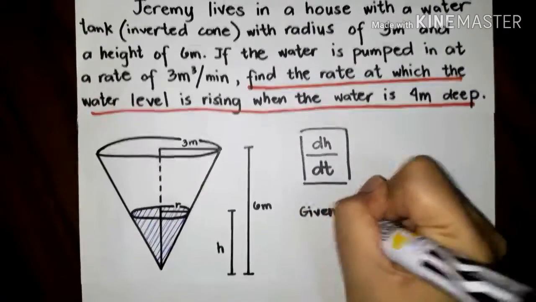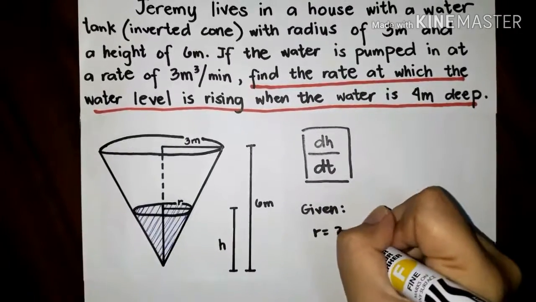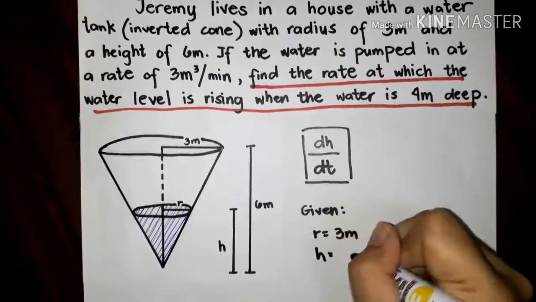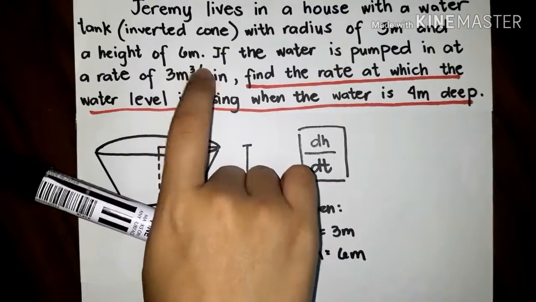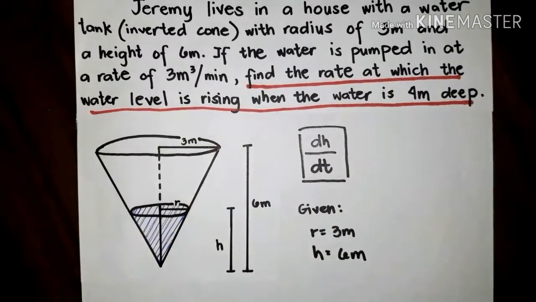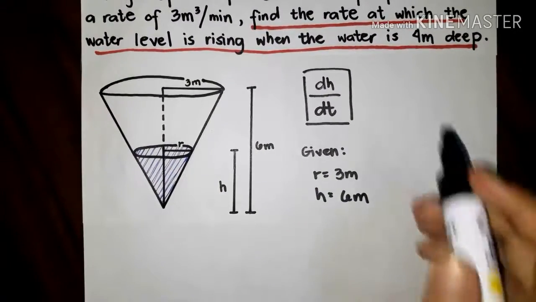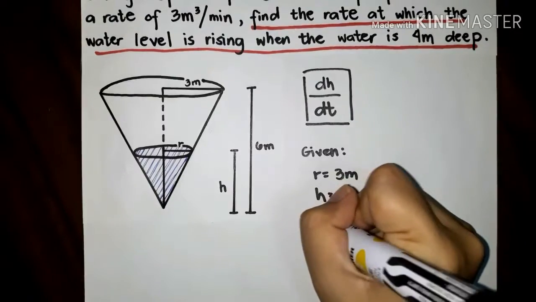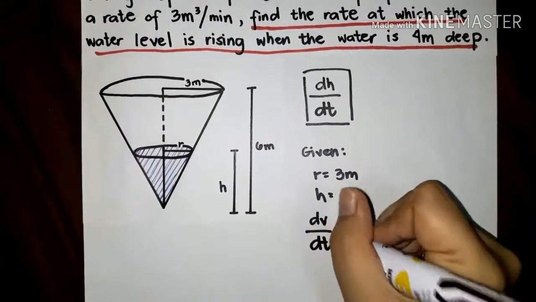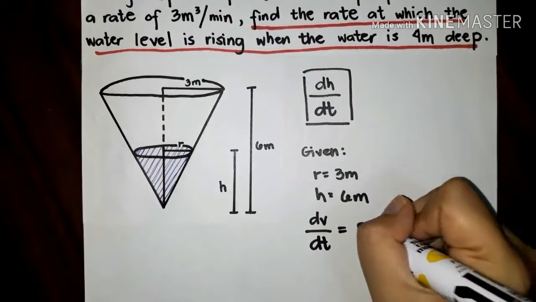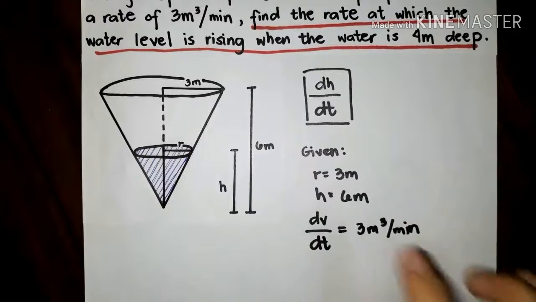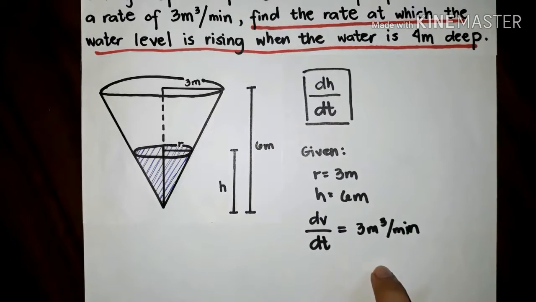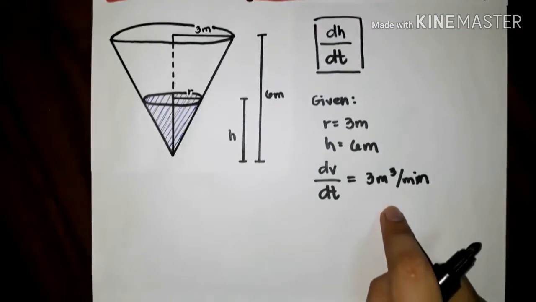For our givens, we have our radius, which is 3 meters, our height, which is 6 meters, and the rate, which is 3 meters cubed per minute. We are going to represent that with dV over dt, which is 3 meters cubed per minute. So that is given to us. This is the volume of water which is changing with respect to time.